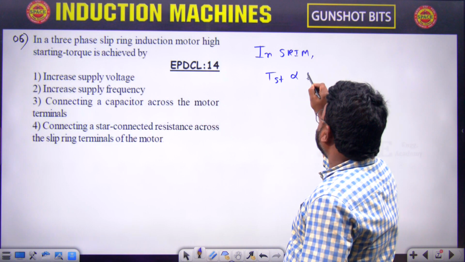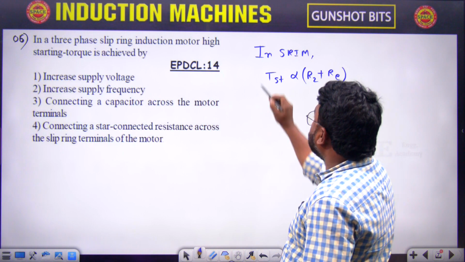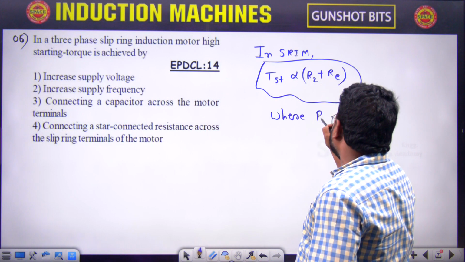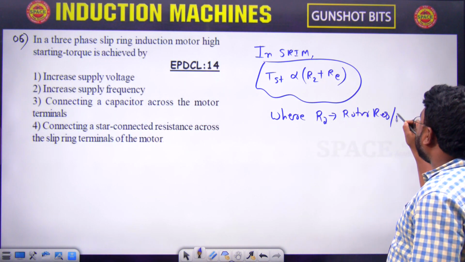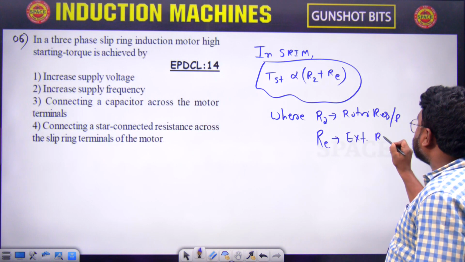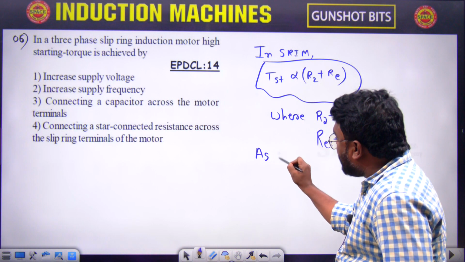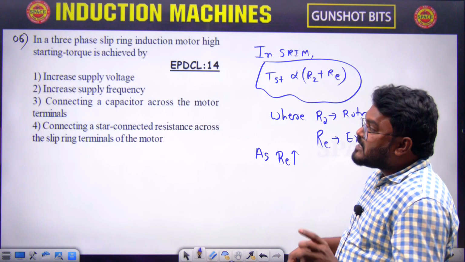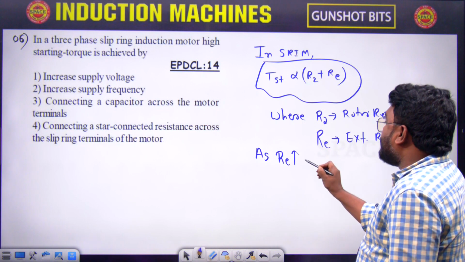In the slip ring induction motor, the starting torque produced is directly proportional to the sum of the rotor resistance and the external resistance. Here R2 is the rotor resistance per phase, and Re is the external resistance per phase value. As the external resistance is inserted through the slip rings in series with the rotor circuit, then what will happen?